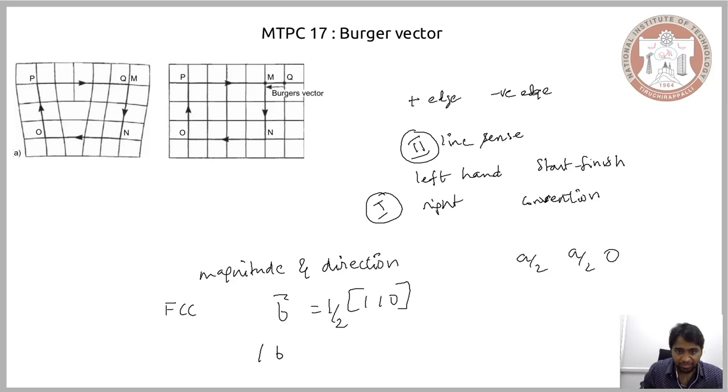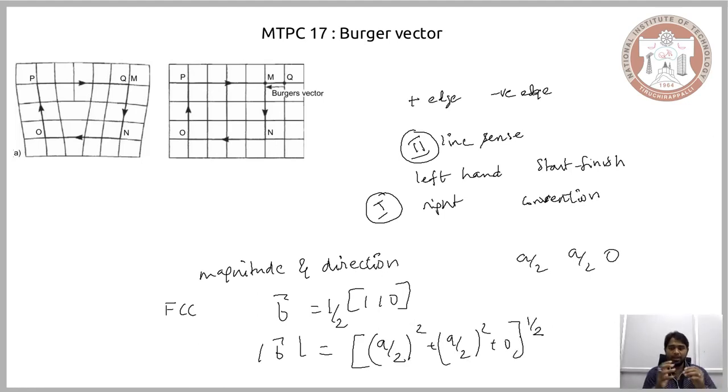And if you want to consider the magnitude of this Burgers vector alone, then it will be a by 2 the whole square, a by 2 the whole square, 0 plus. So this will be your magnitude of the Burgers vector when you consider an FCC crystal, and the Burgers vector is equal to the shortest interatomic distance, that is the interatomic distance between the corner atom and the face centered atom. So if I am right, it should be equal to a by root 2. So this would be the magnitude of the Burgers vector.